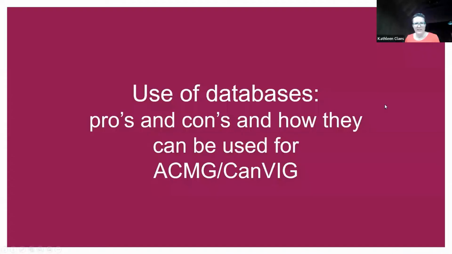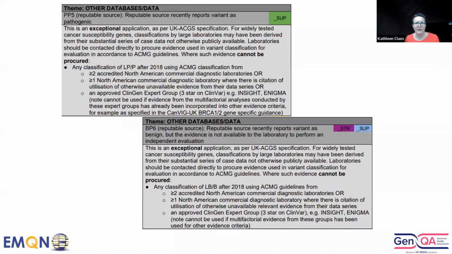As Miranda and Sandi already told you, I will continue, because one of the recurrent questions we received on the previous runs was about databases. Which databases can we use, and how do we deal with them? This is coming from the criteria PP5 and BP6, where it is said that you can consult reputable sources and use it as a criterion for pathogenic at the supporting level, or for benign at a strong or supporting level. But what is a reputable source?